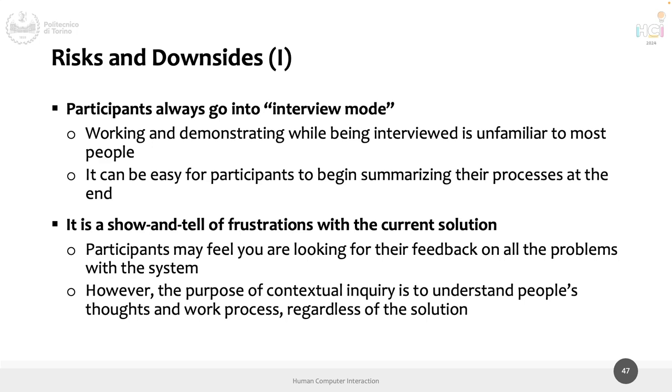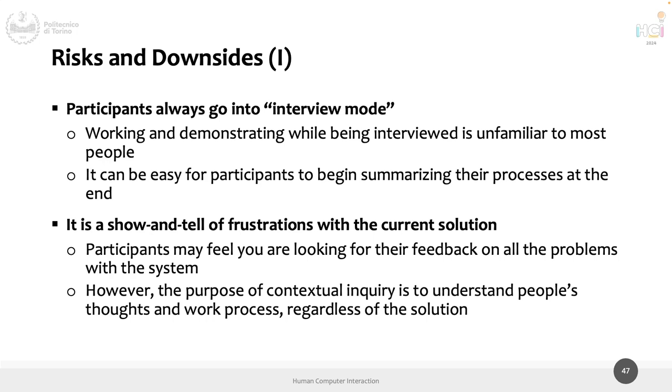It's a show and tell, sometimes a show and tell of frustration with the current solution. Again, if we work on an application, let's imagine the Portale della Didattica, and we do a contextual inquiry there, you will point out things that don't work, even if they are not strictly related to the process or the thing I'm asking you. Like, oh, this could be done differently. Can I give you this feedback about this part? This is true, especially if there is an application that already exists and you're exploring.